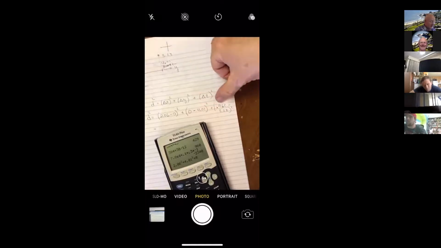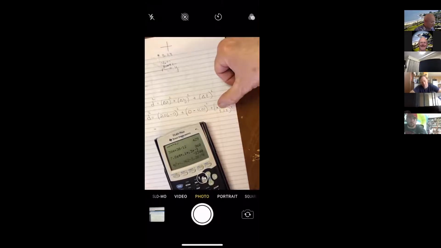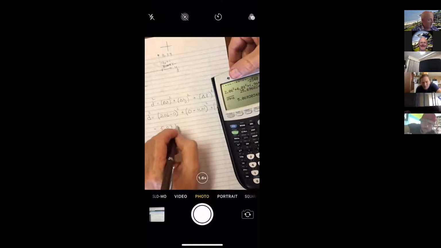And this would be 0.962 minus 3.28, close bracket, and squared. And so that'd be the square of the distance. So if I then took the square root, I'm looking at 5.07 kilometers. Yay.